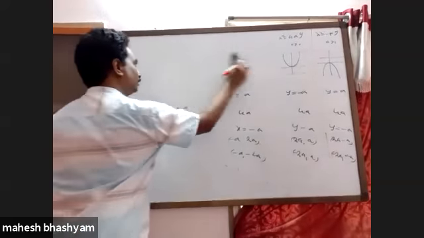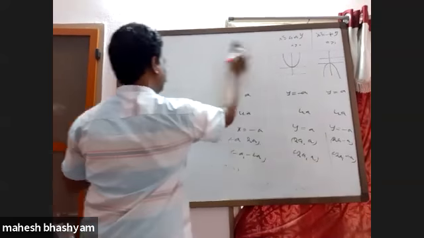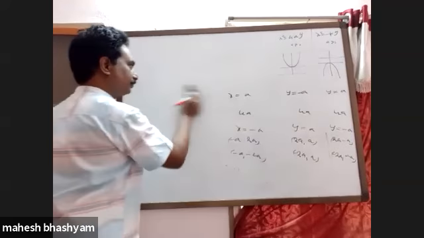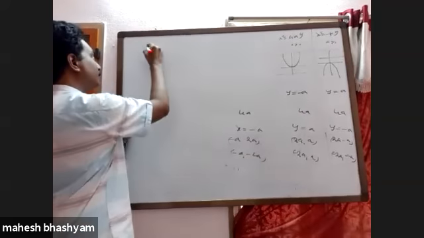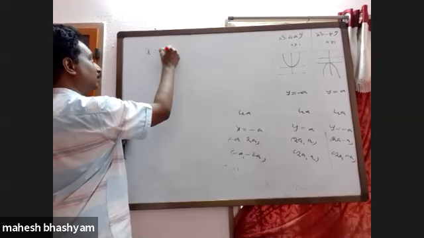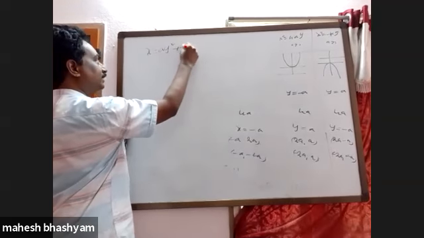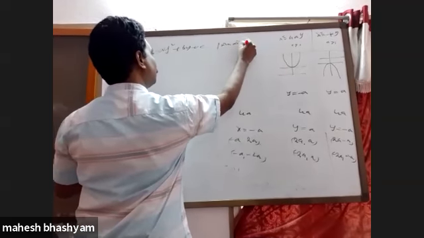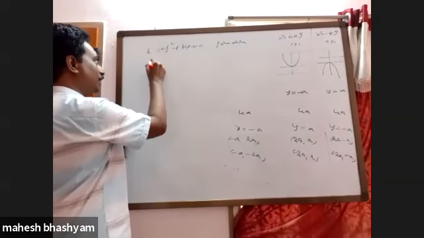Axis of the parabola, axis of symmetry. And x is equal to ay square plus by plus c. The parabola's axis is parallel to the x-axis.